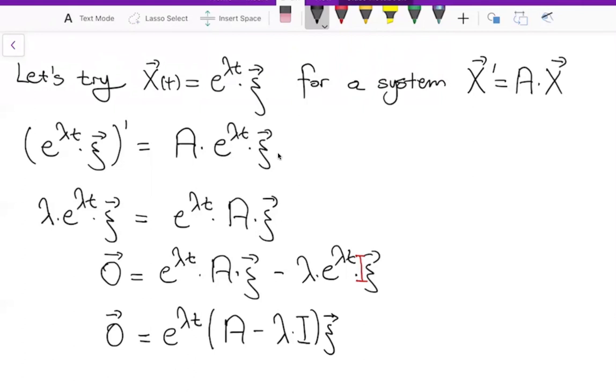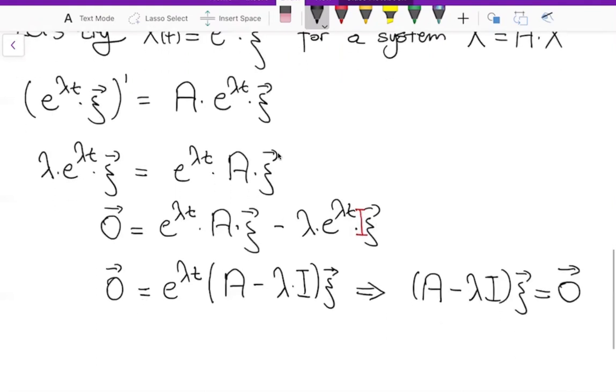Now e to the lambda t is just a scalar, which is never 0. So for this thing to be the 0 vector, it tells us the following: A minus lambda I times c is going to be 0. So if you want e to the lambda t times c to be a solution for x prime is equal to A times x, then this equation must be satisfied. But you remember this equation from somewhere. This is exactly the eigenvalue eigenvector equation. So for x to be a solution, your lambda must be an eigenvalue and your c must be an eigenvector. So whenever you get this, you will be able to find a solution out of this. So that means if I'm given a constant coefficient system, I can look for eigenvalues and eigenvectors. This way I will be able to get solutions.